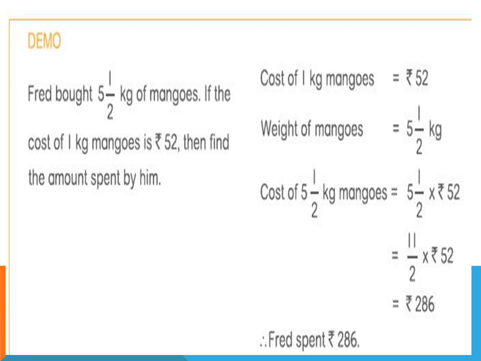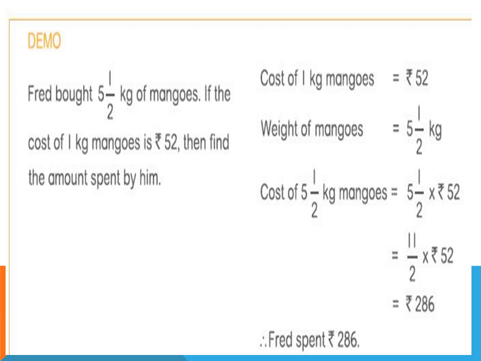Look at the answer on the right hand side. Cost of 1 kg of mango equal to rupees 52. Weight of mangoes equal to 5 1/2 kg. That means cost of 5 1/2 kg of mangoes equal to 5 1/2 multiplied by rupees 52. 5 1/2 when converted into an improper fraction becomes 11/2. Therefore 11/2 multiplied by 52 gives us rupees 286.